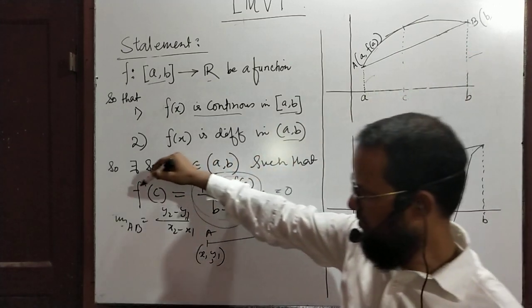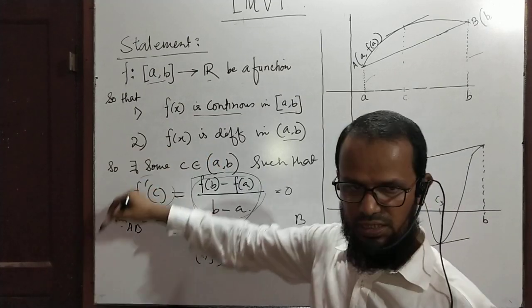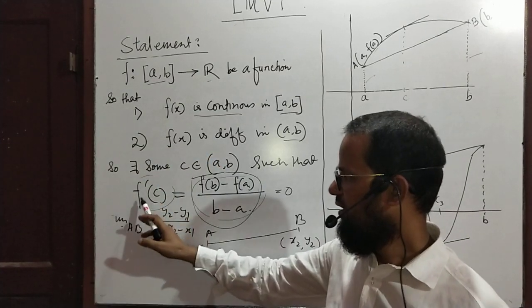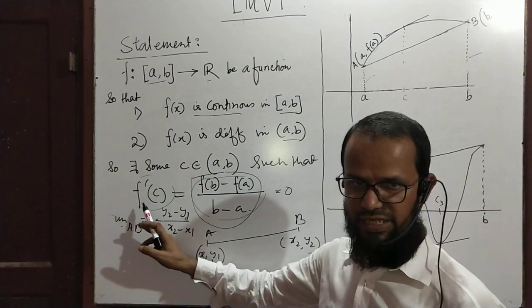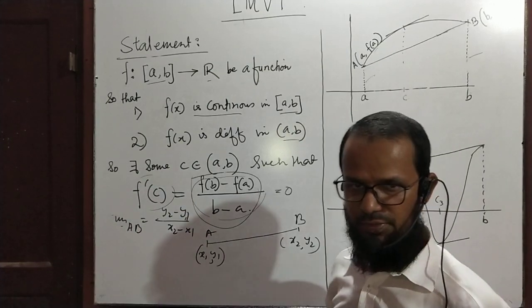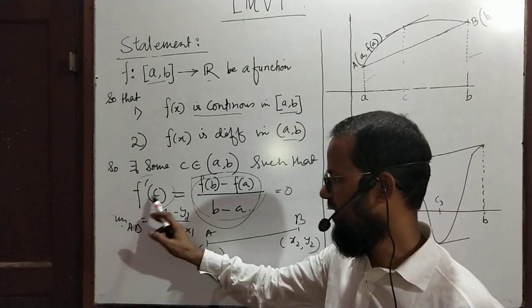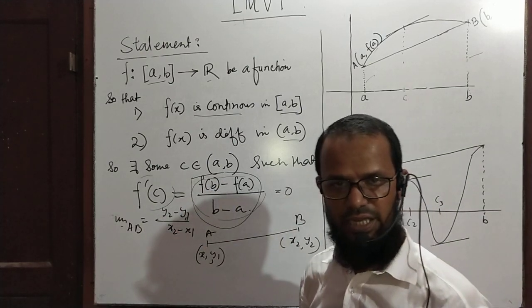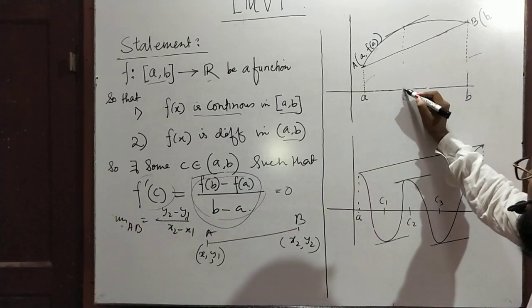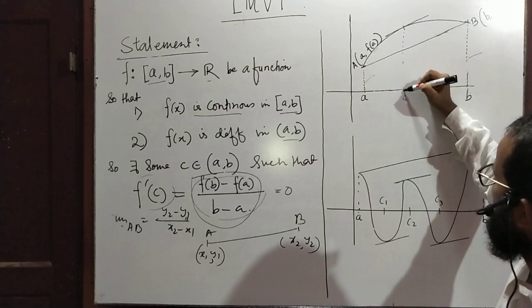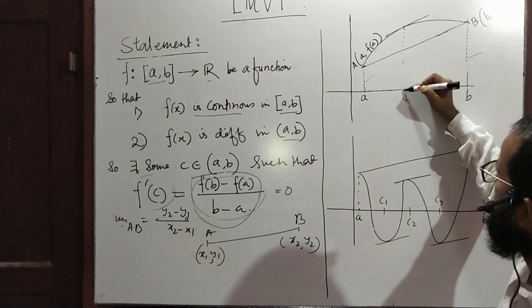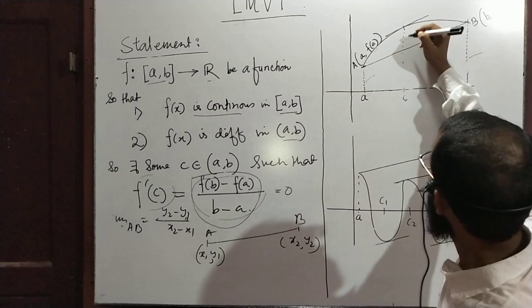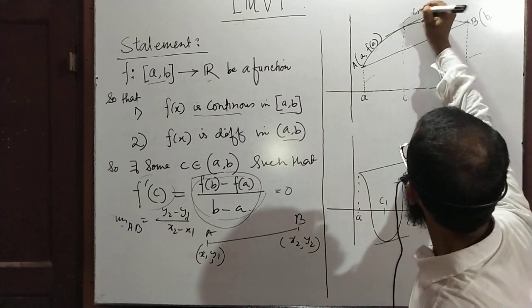And f'(c) represents the slope of the tangent, as per our geometrical interpretation of the derivative: the slope of the tangent at the point c. And what is c? c is a point lying between a and b. So this is the point c. For this particular c, there is a corresponding y coordinate f(c), and this is the point (c, f(c)).